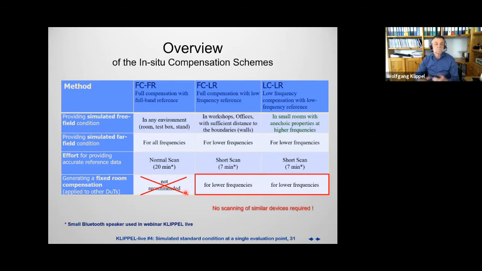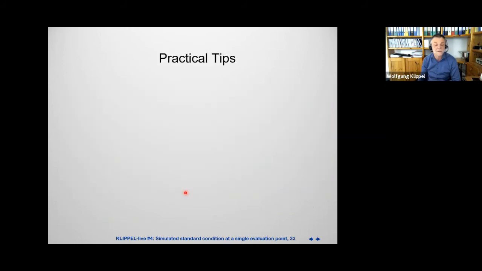And the good news is you need no reference data. So then you believe that your fixed compensation function is correct, you apply it to other DUTs, and if they are similar, then it will work. And if you have some doubts, then it's time immediately to make a new reference measurement and check that this principle is still working. And if you see, oh, that's a different speaker, then you generate just a second setup with a new fixed compensation function for this new class of speakers. That's it. You can handle that.